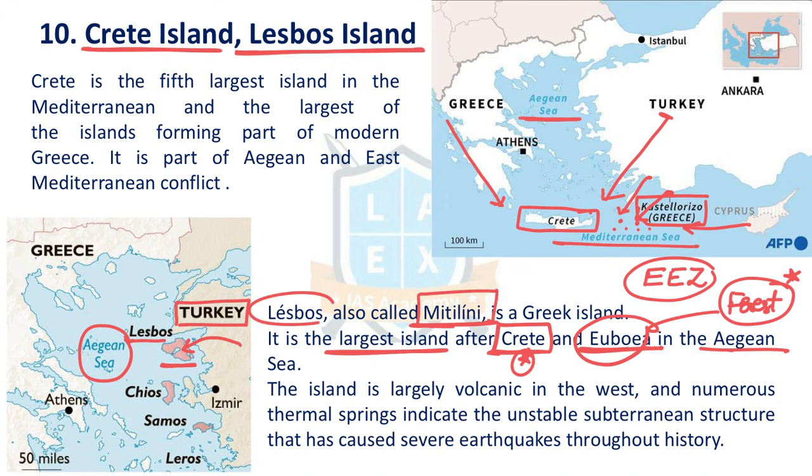This Lesbos is known as Mytilene. This island is largely volcanic in the west, and many thermal springs are located here. In this region severe earthquakes are possible. Many of the refugee camps are located on this Lesbos Island.